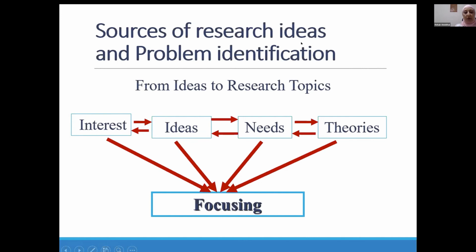Okay, so we start with our interest, and then we have a new idea, and then we identify what are the needs and the theories that are available, and then we focus on that in order to identify our research problem and what we want to do.